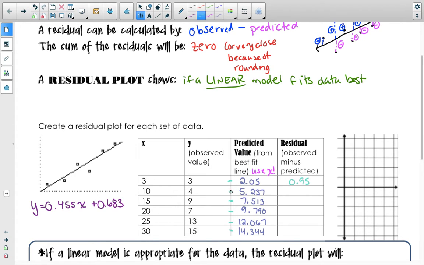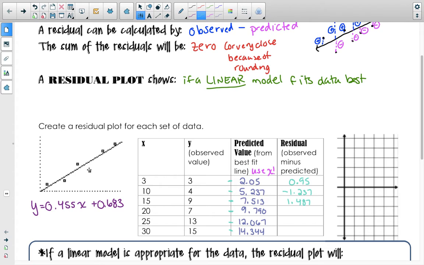Then 4 minus 5.237 is negative 1.237. And we can see that this value is below the regression line, and the previous data point was above the regression line. That's why that one was positive and this one is negative. So 9 minus 7.513 is 1.487, which again is above the line, or the data point is above the line.